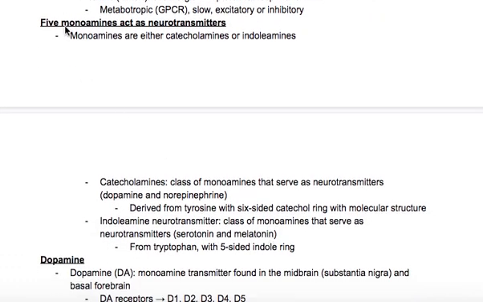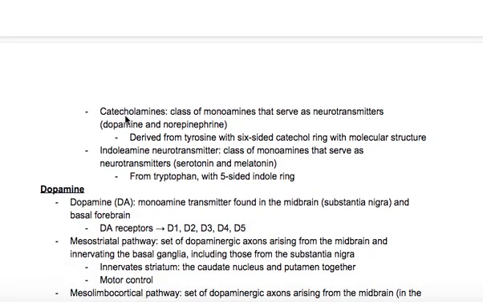The next section is five monoamines act as neurotransmitters. These monoamines can either be catecholamines or indolamines, and these two differ based on their structures. Catecholamines are either dopamine or norepinephrine. They're derived from tyrosine with a 6-sided catechol ring molecular structure, while indolamines can either be serotonin or melatonin, and they're from tryptophan, which has a 5-sided indole ring.